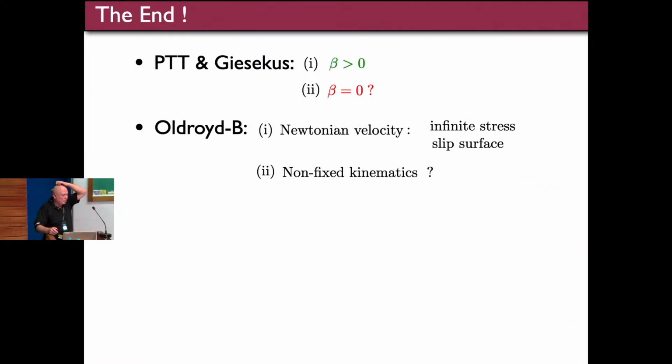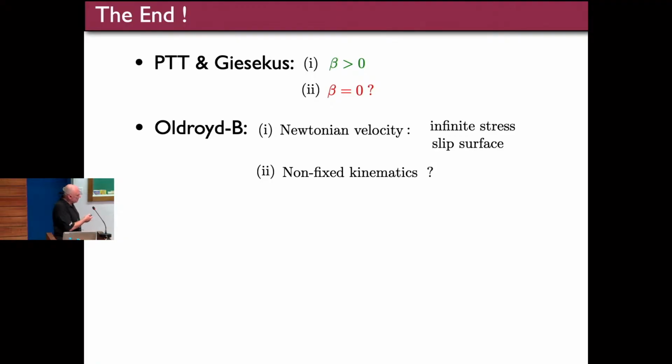Okay, so everything I've said is for a solvent viscosity. In other words, that solution construction is only for beta positive. If you put beta to 0, so in other words, a polymer melt with no Newtonian contribution, the results no longer hold. So the question is, what is the singularity of the solution structure in that case? Don't know.